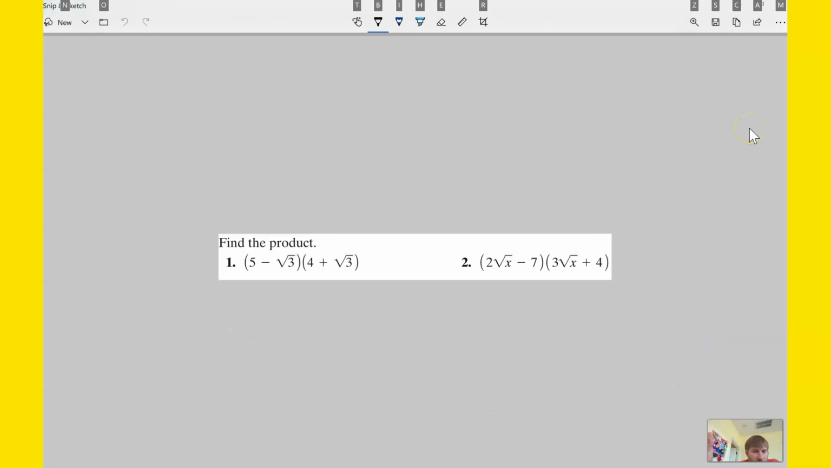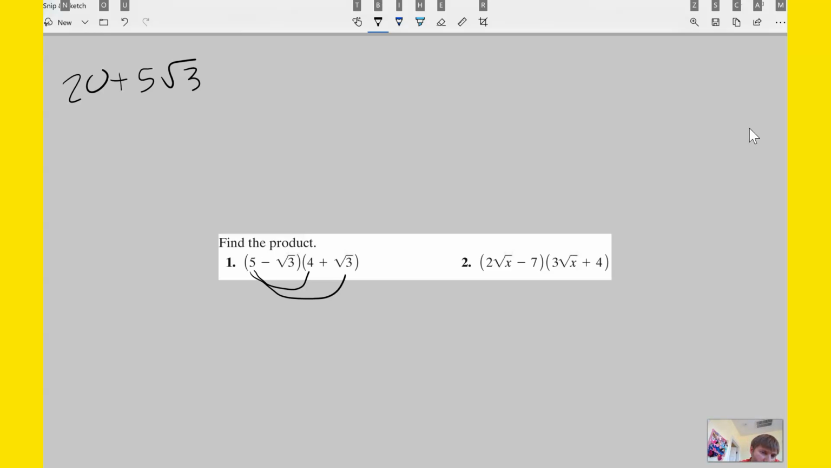All right, here we have more distributing going on. And this time it's the FOIL method, or what I like to call it, the double distributive property. So I'm distributing the 5. So 5 times 4, that's 20. And then 5 times the square root of 3 is just plus 5 square root 3. I can't combine the 5 and the 3 because the 5 is not under the radical and the 3 is. So I just got to write it as 5 square root 3.